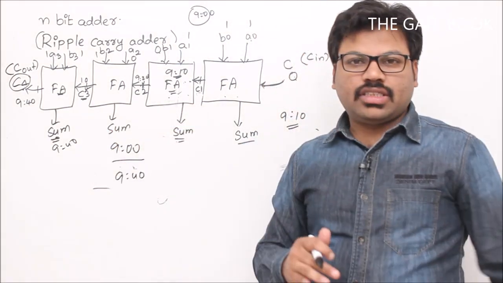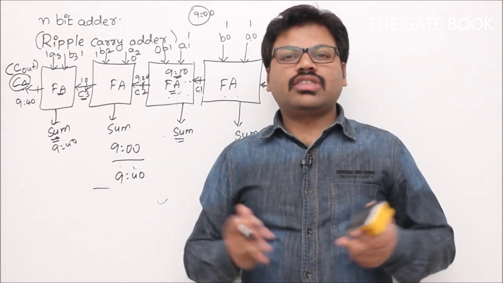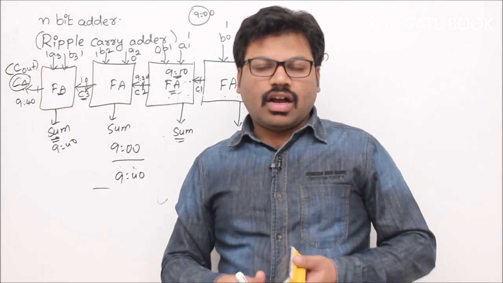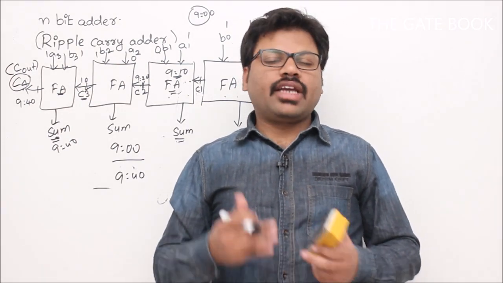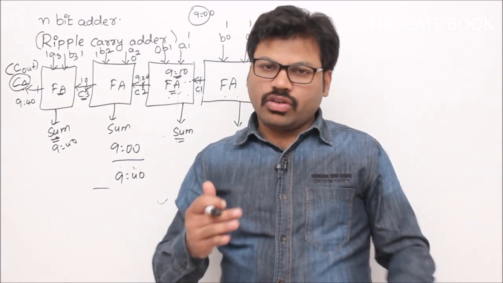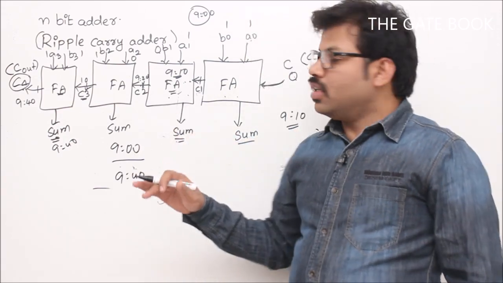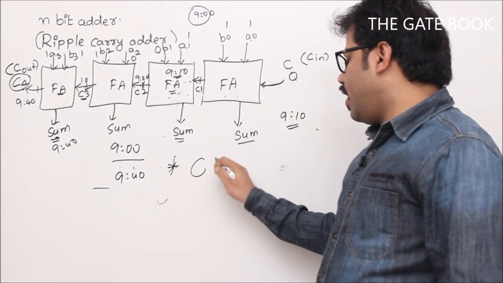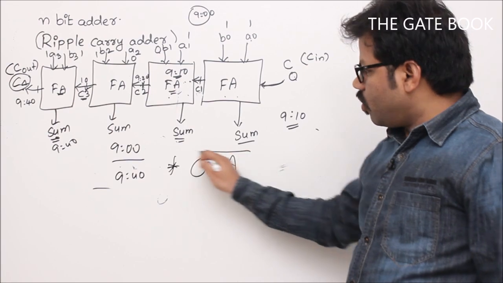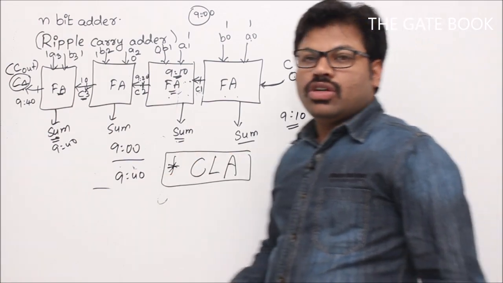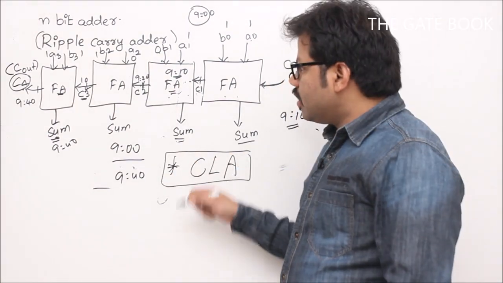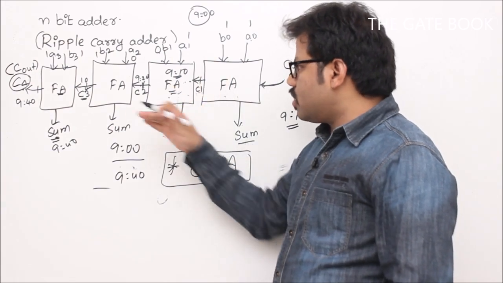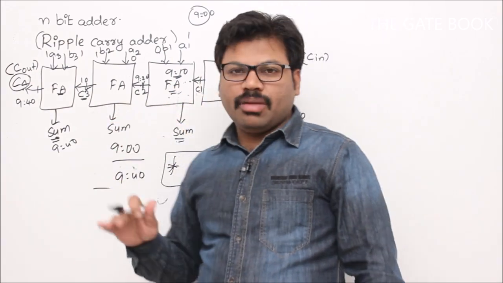Can we do any optimization? Already I told you, studying CO is nothing but optimizing things, right? Optimizing the circuits, optimizing everything wherever it is possible. So here we can optimize it. For that, we are going to study an adder called the carry look ahead adder, CLA we say. That I will be teaching you. That carry look ahead adder doesn't require this kind of structure, so that delay will be minimized.